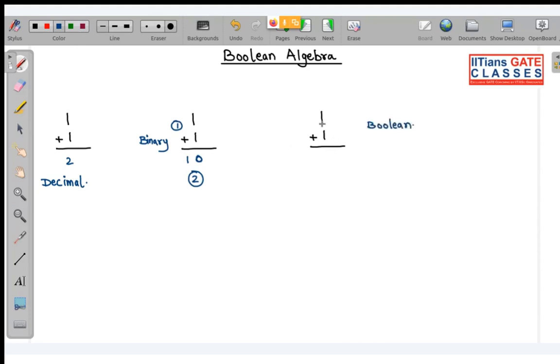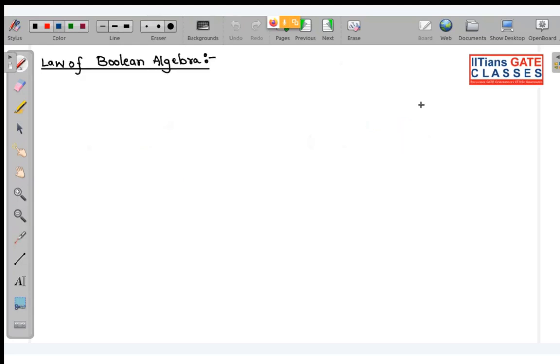In Boolean algebra, 1 plus 1 corresponds to 1. So this is your Boolean algebra. Now there are a few rules related to Boolean algebra, and one by one we are going to see those rules. So, laws of Boolean algebra, give the heading.